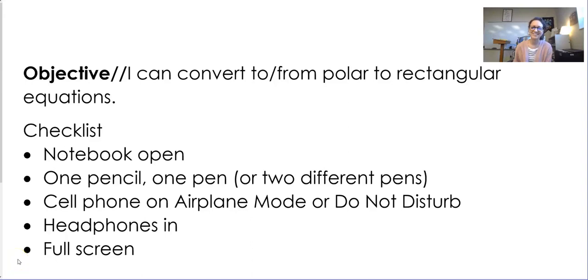Welcome back again, pre-calculus. Our objective today is going to be to convert to and from polar and rectangular again, but this time instead of just looking at points, we're going to be looking at actual equations before we get into graphing them. So I'm going to force a pause on your screen.